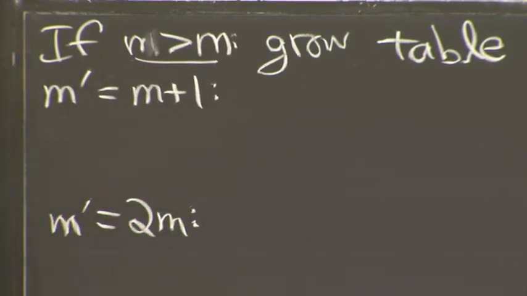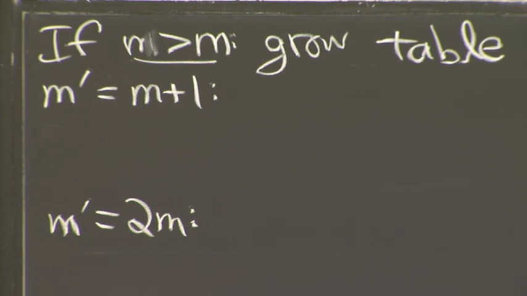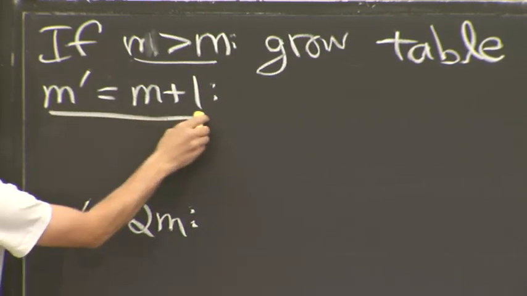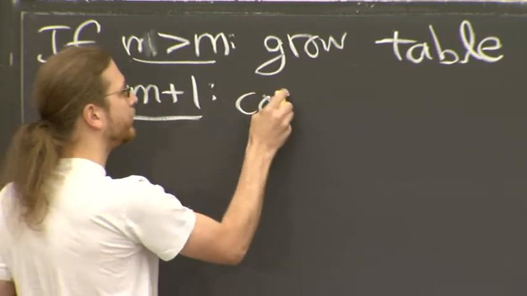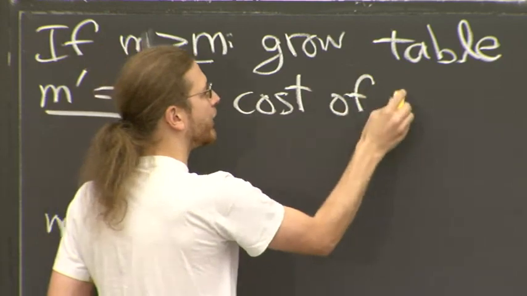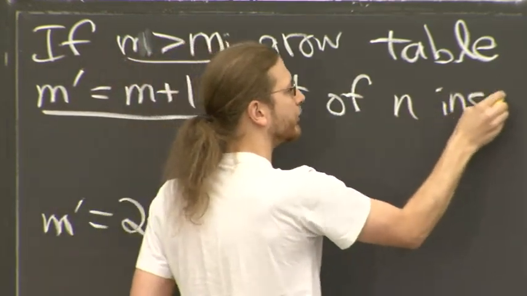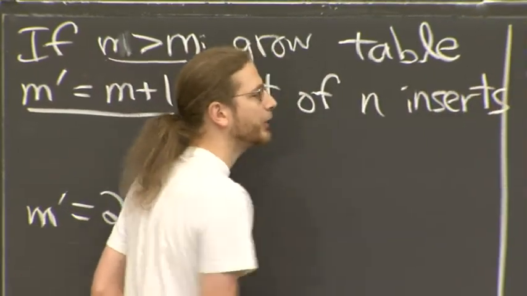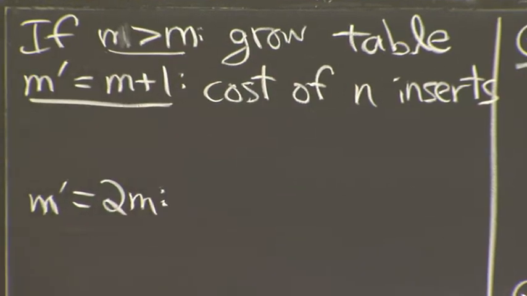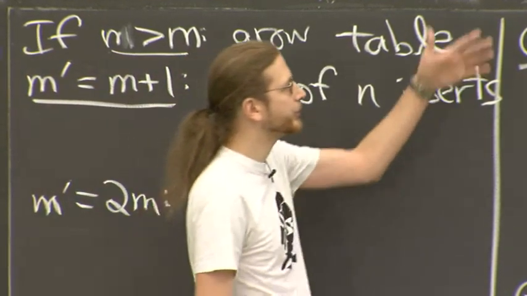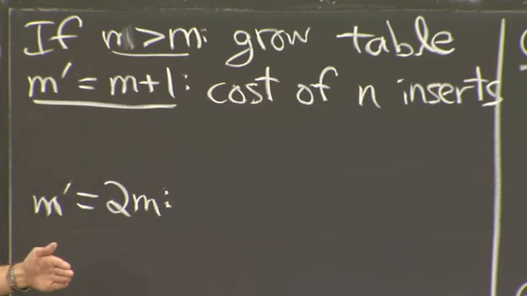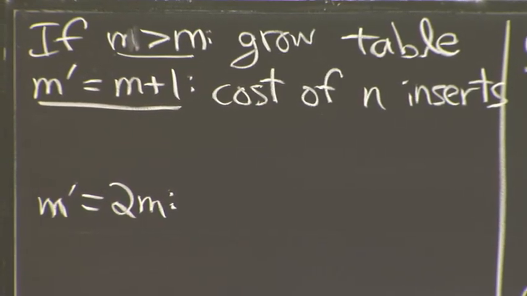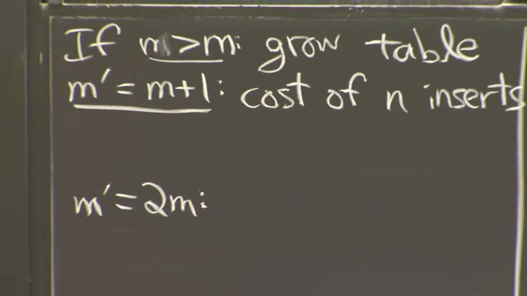N is greater than m. I want m to be greater than or equal to n. All right. So if we just incremented our table size, then the question becomes, what is the cost of n insertions? So say we start with an empty table, and it has size 8 or whatever, some constant, and we insert n times. Then after 8 insertions, when we insert, we have to rebuild our entire table.